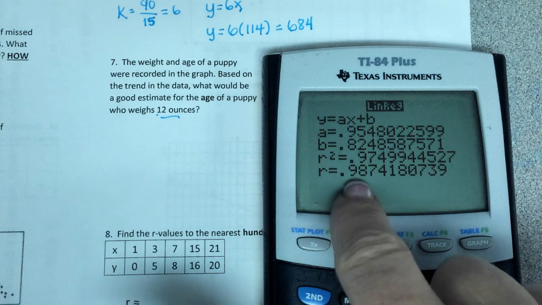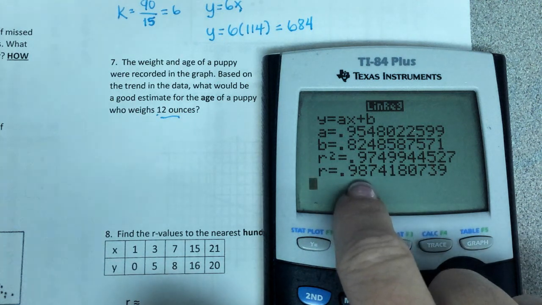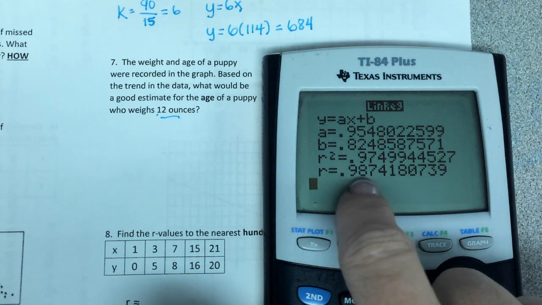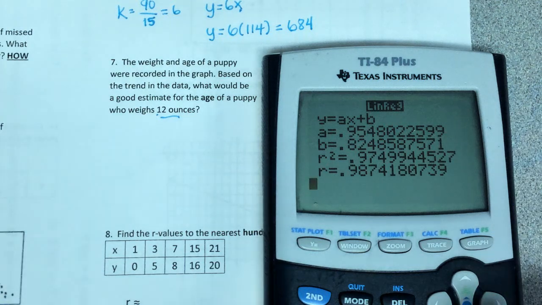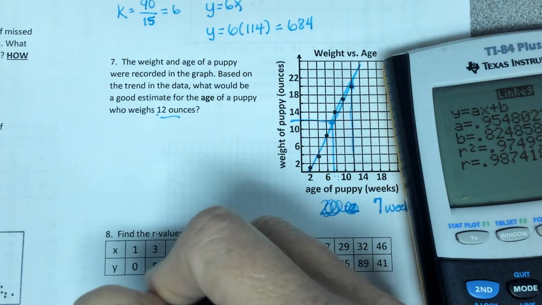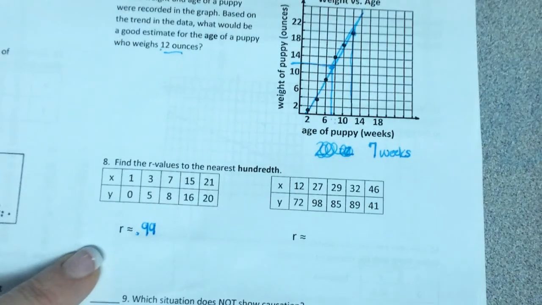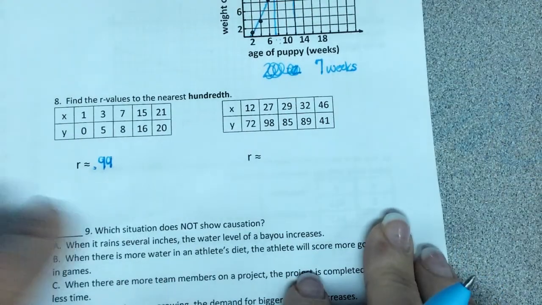And then we see we have an R value of, and remember it wants me to round to the nearest hundredths. So I have to go from this 8 and look at the 7, right? That means I'm going to round up to 0.99. So this one is 0.99.